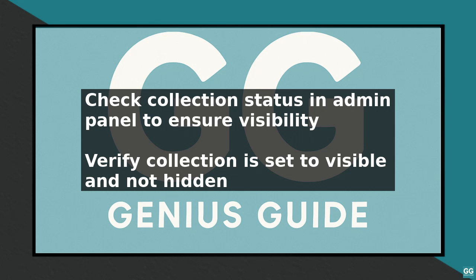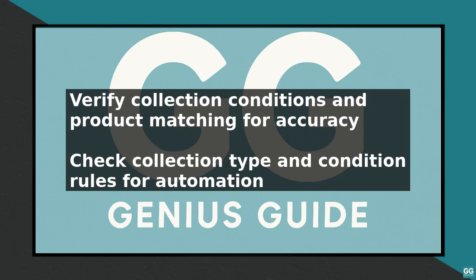Next, verify the collection conditions. Ensure the products within the collection meet the conditions set. Check the collection type, whether it is manual or automated, and verify that the products match the conditions. For automated collections, check the condition rules, such as product tags, vendors, or price, and ensure the products meet these rules.